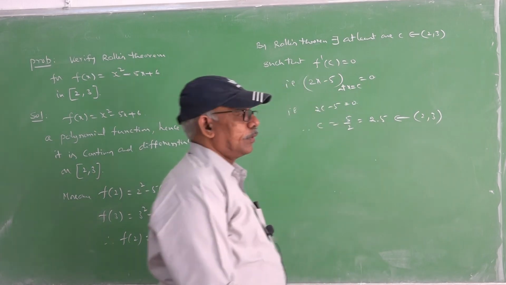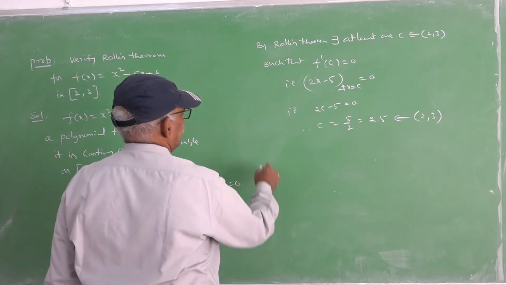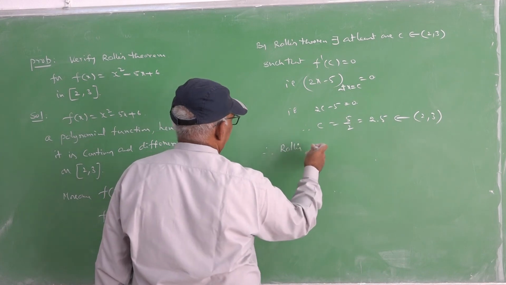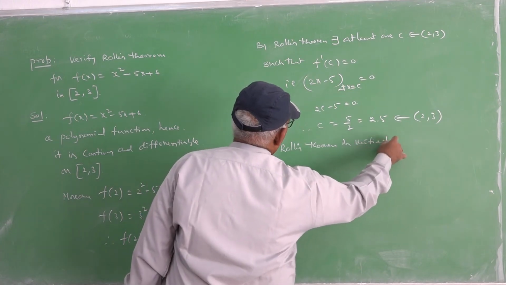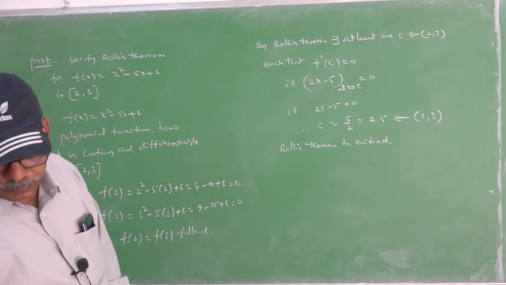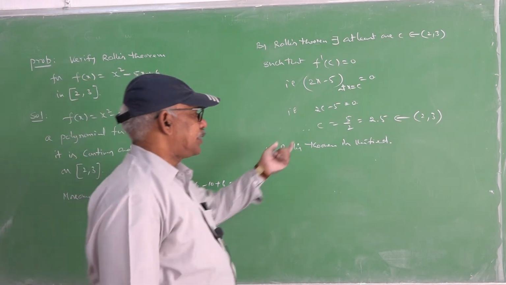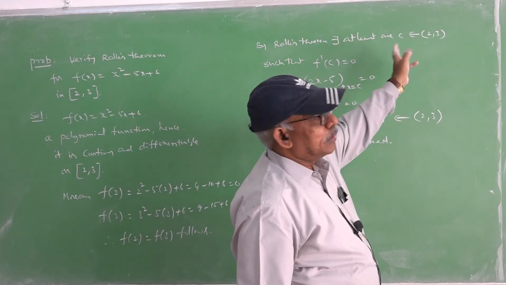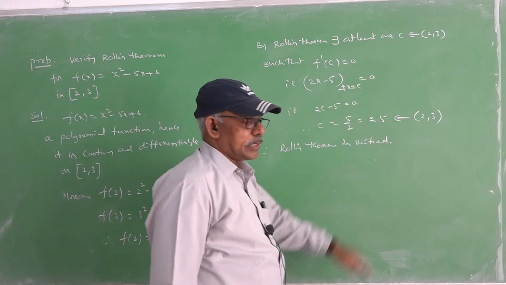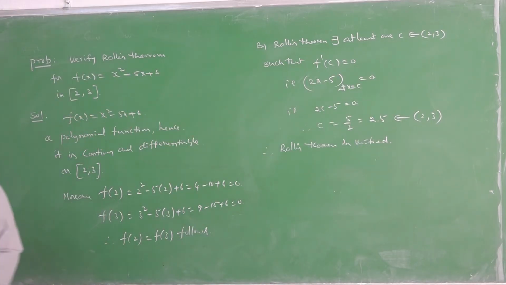C must lie between 2 and 3. That is verified. So, therefore, Rolle's theorem is verified for this function in the given interval. Verification means you have to find such C, and check whether the C lies between the given interval or not. Clearly, it lies in the open interval 2, 3. Hence, Rolle's theorem is applicable to the quadratic x square minus 5x plus 6 in the interval 2, 3.